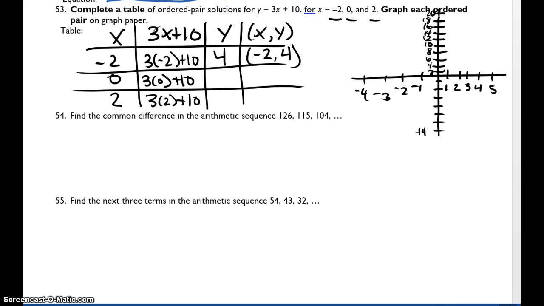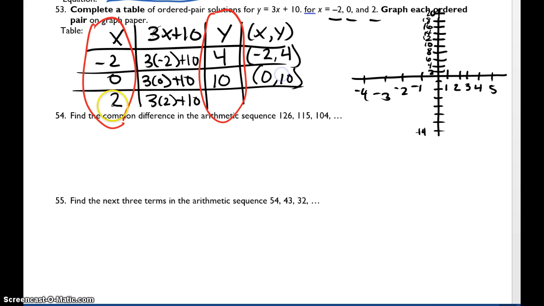I'm going to be looking at this first and this third column to find out what my xy pairs should be. So this 3 times 0, anything times 0 is 0, plus 10 is 10. So my coordinate point here is 0, 10. And for 2, 3 times 2 is 6, plus 10 is 16. 16 will go in that third column, so it's going to be 2, 16.